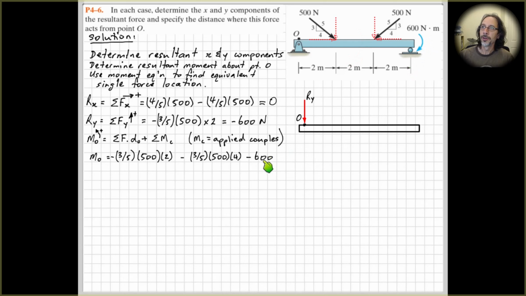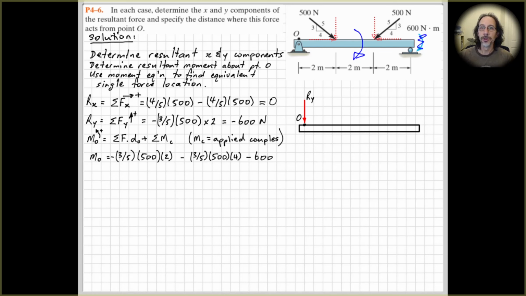Right, so just include that as 600 Newton meters. Note that because it's a couple, it could have been drawn anywhere along here. We could have drawn that moment here, and it wouldn't change the solution. It doesn't change the external effect on the body, and you'll see that as we do some extra calculations on this problem.